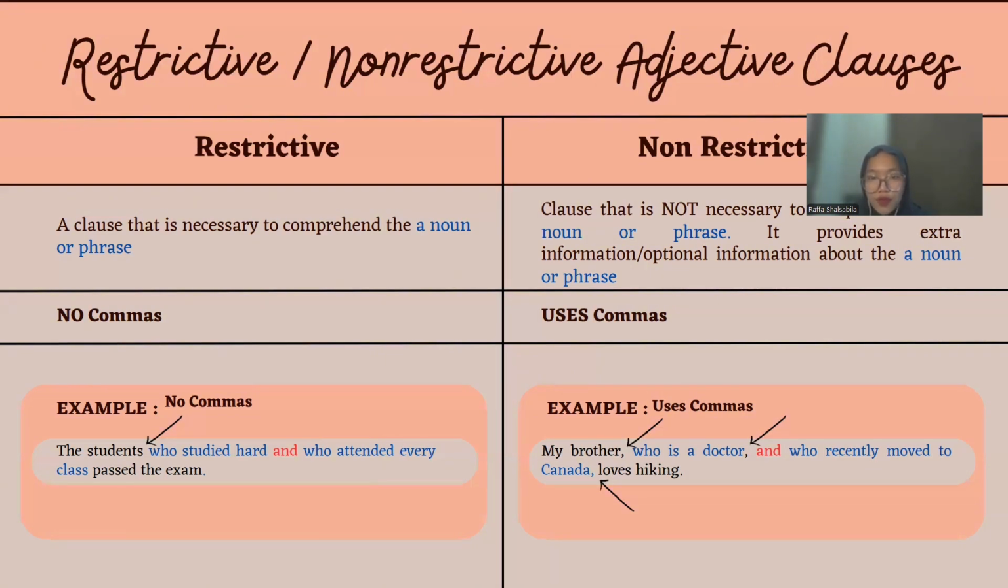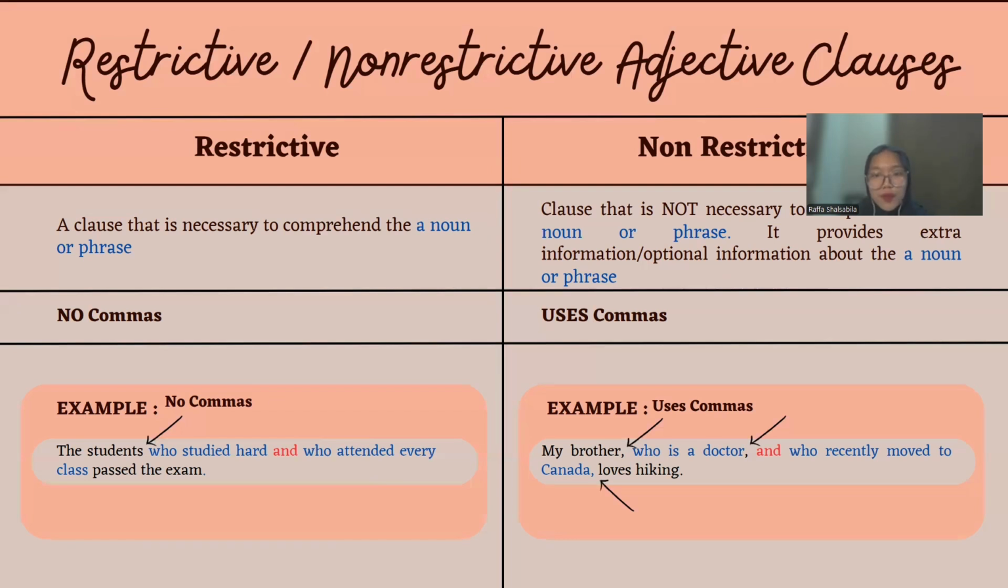If you remove a non-restrictive element from a sentence, the meaning doesn't change significantly. When the relative pronoun functions as the object of the sentence, you can omit it from the relative clause.